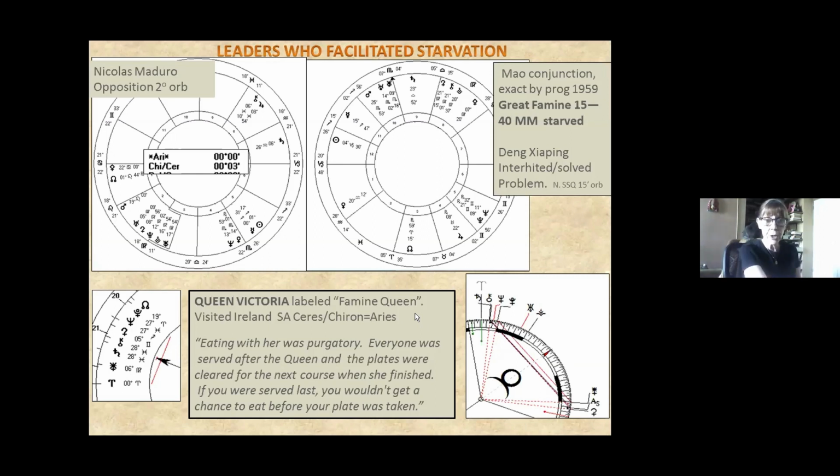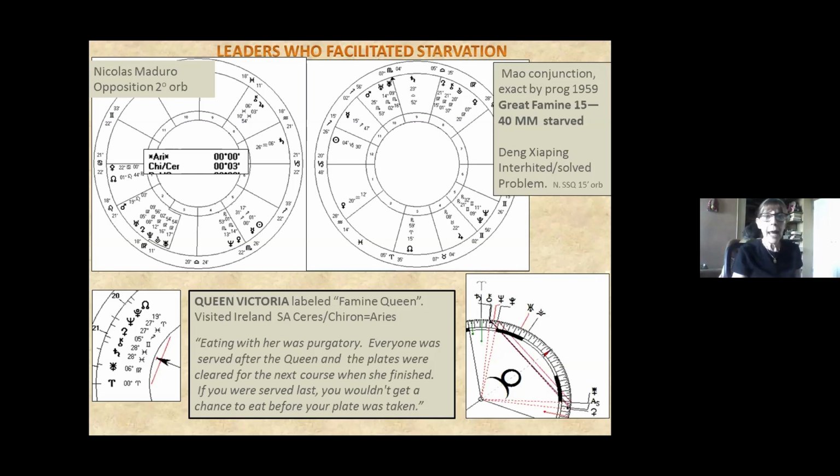She visited the country. Now, here's a funny story about eating with Queen Victoria. She was a very quick eater, apparently. Everything was protocol. She was served first. Everybody down the table was served. By the time the last person was served, she was finished. They had to gobble their food so that she could get her next course. And so they said eating with her was purgatory.